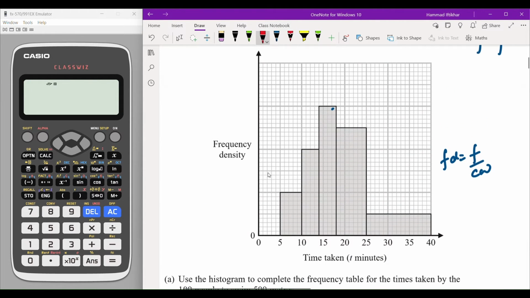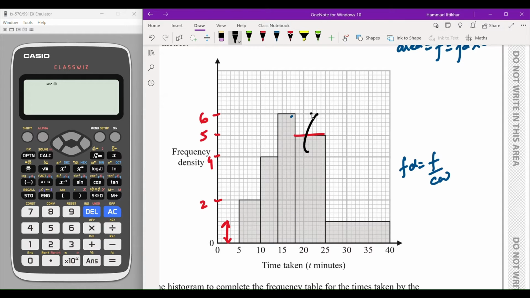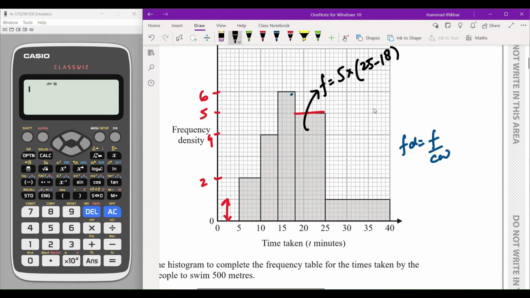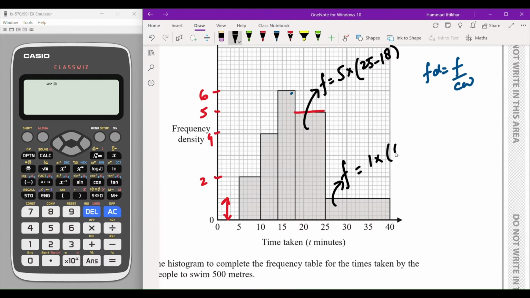Right, so let's see what these mean. So this is 2, this is 4, this is 6. So that means this represents 1 unit. So this means that the height of this bar is 5. So the area or frequency would be 5 times 25 minus 18. Okay, similarly for this one, the frequency would be equal to 1 times 25 to 40. Okay, so class width 40 minus 25.